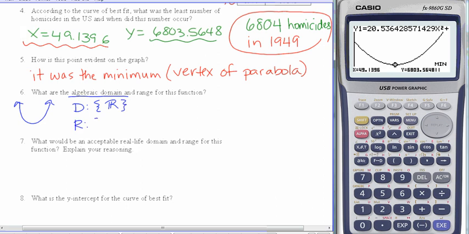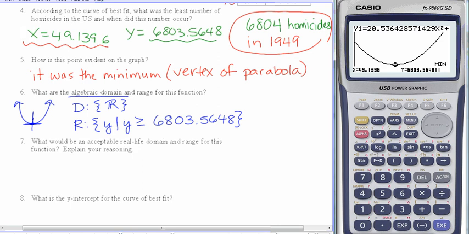The range are the possible y values. For the range of a function, I look from my vertex, this thing only goes up. So I have to say y such that y is greater than or equal to, and I need the y value of this vertex, which was my 6,803 point whatever homicides. If you rounded that, I'd be fine with that too. So that's purely algebraic. Number 7 asks, what would be an acceptable real life domain and range for this function?